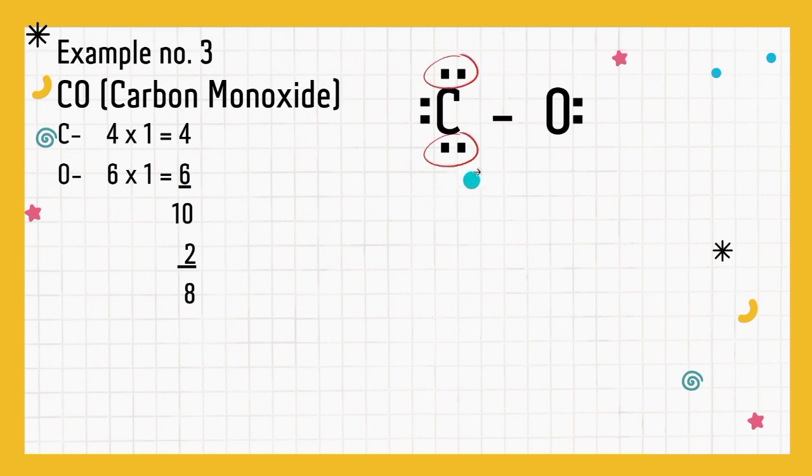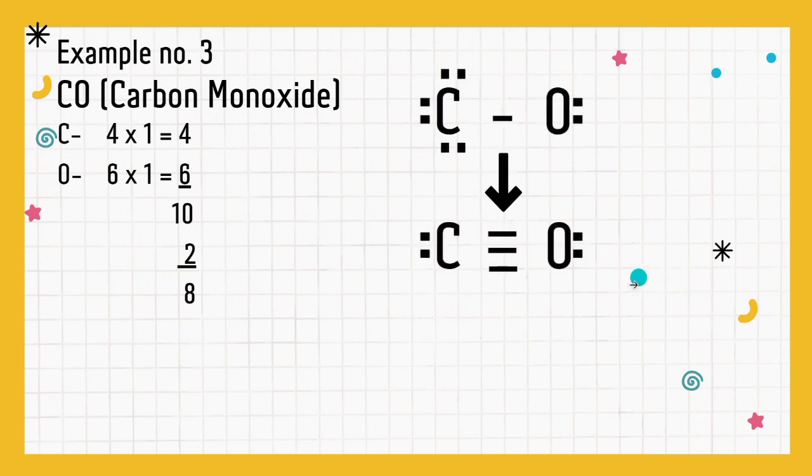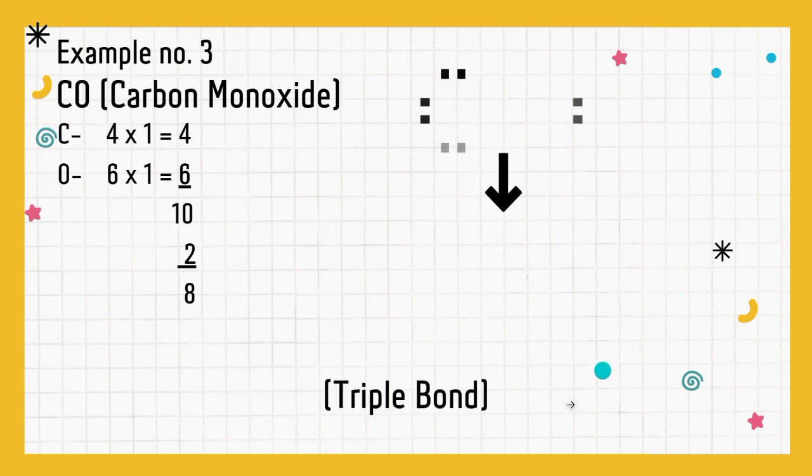We will take these electrons and make a triple bond. And now, all of the atoms are stable and satisfied. And we are now finished. And CO is a triple bond.